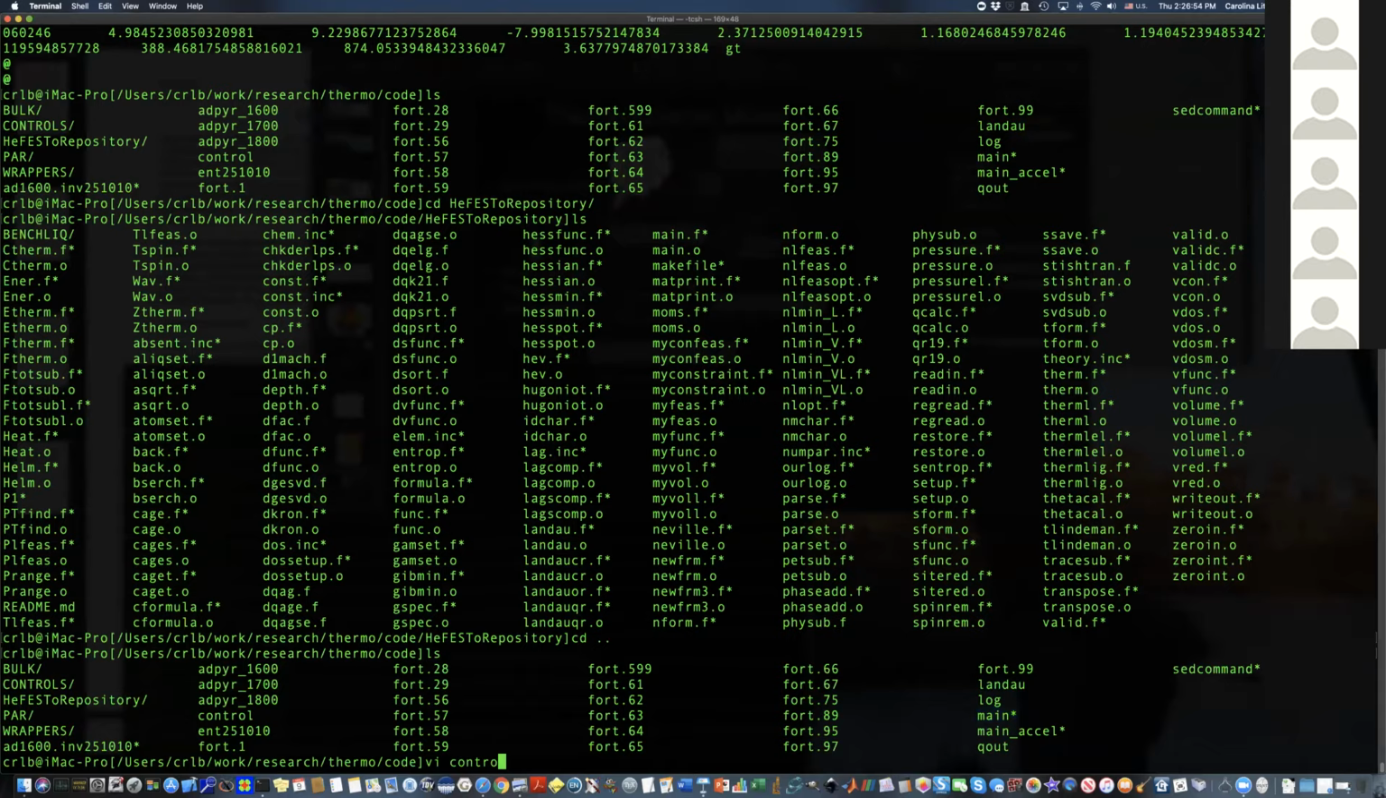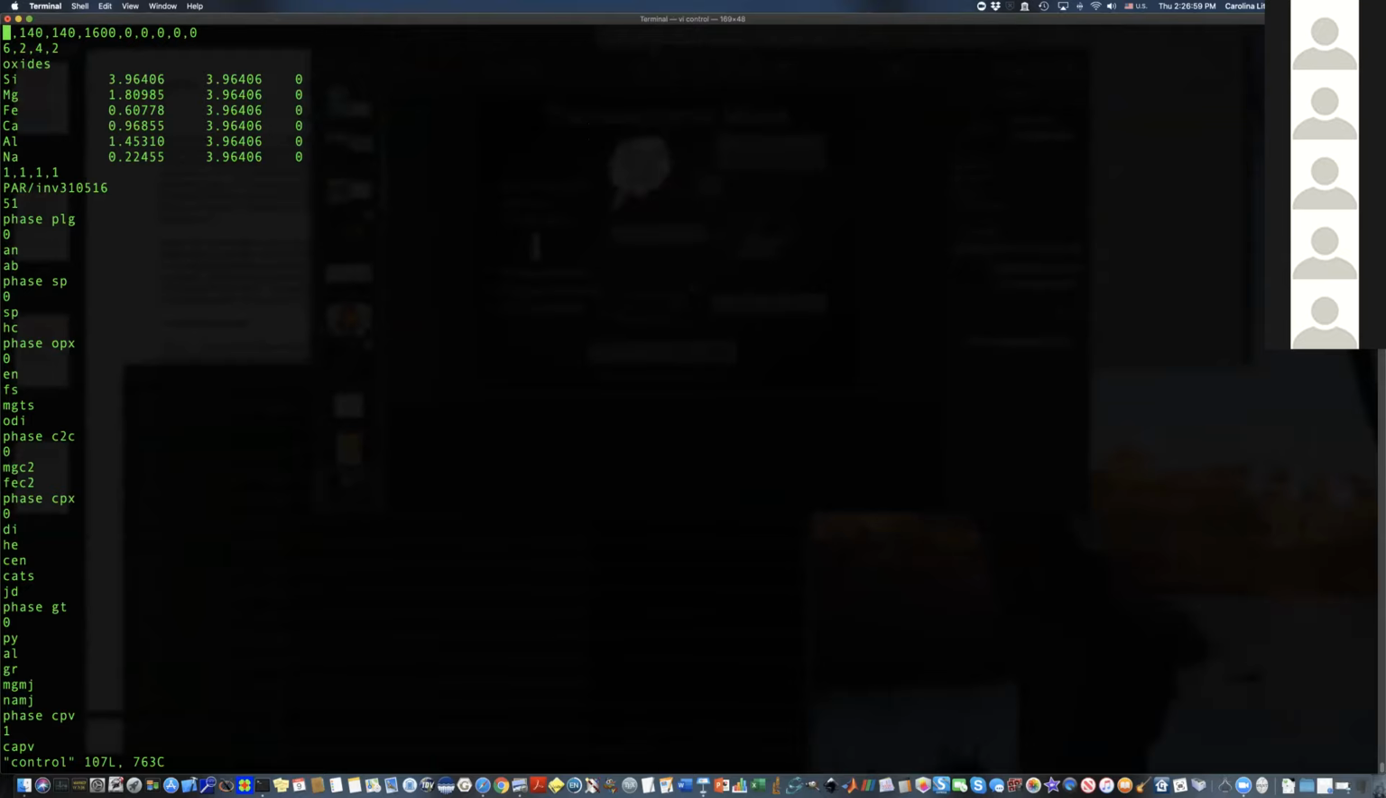And in the control file, you'll see a top line, and I'll show you something else in a minute as well, that tells the code to basically do the calculation starting at zero pressure, that's the first number, going all the way to the core mantle boundary. It tells it in how many steps, that tells you what resolution you might want in terms of the pressure steps.